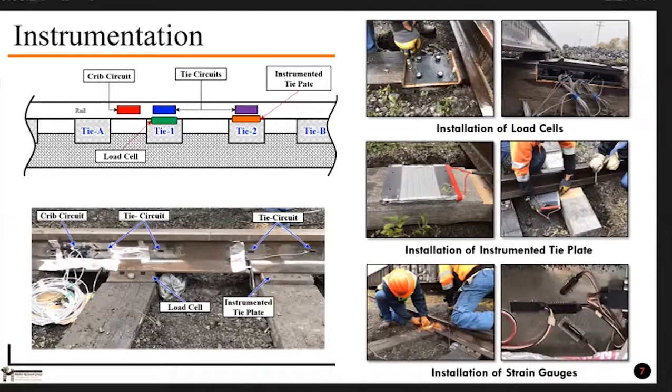So as shown in the pictures, the top picture shows the load cell that is installed on the rail tie interface, and the second row shows the instrumented tie plate, which is also a strain gauge based measurement system, but it is installed in between the rail and tie interface. And the bottom row shows the installed strain gauges.